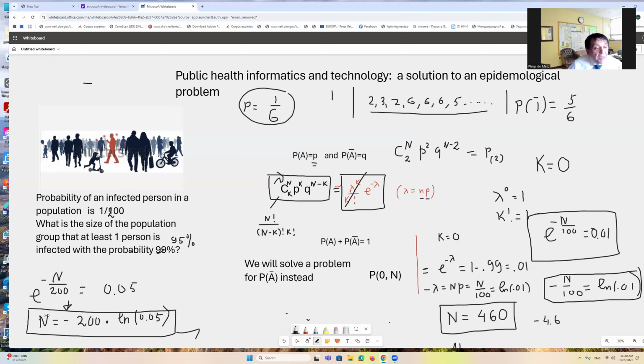The answer is this one: n equals negative 200, which is defined by the probability 1/200, the theoretical probability of having this disease in the population, times the logarithm of the probability of the supplementary problem. Don't put 95 here. It is supplementary, it has to be 0.05. And you can take these tables online. You can see right away the group size. In our first case it was 460.